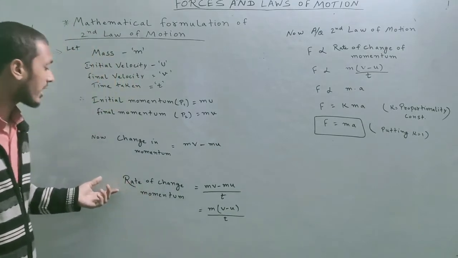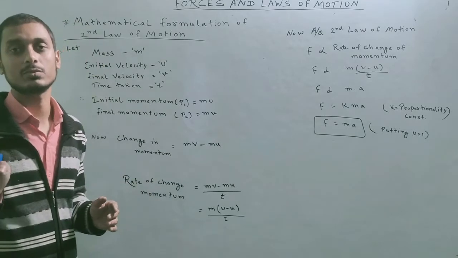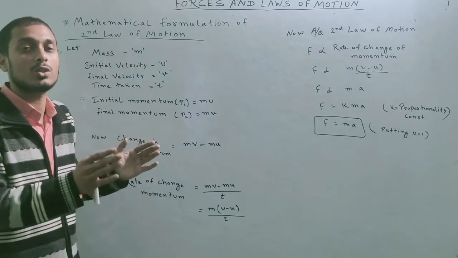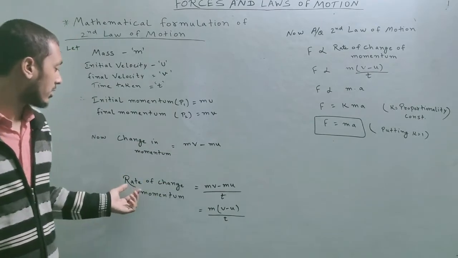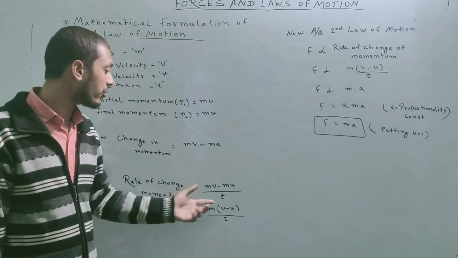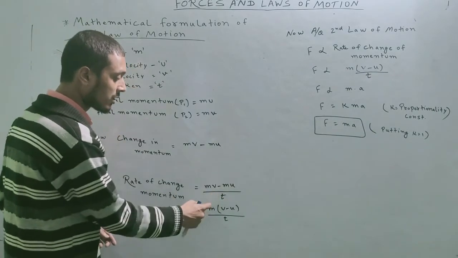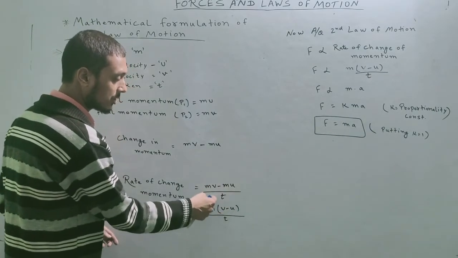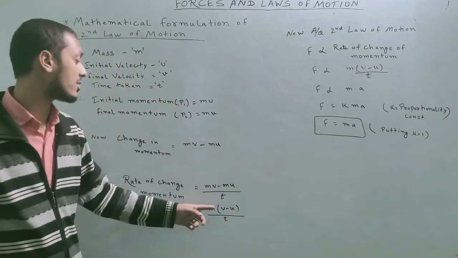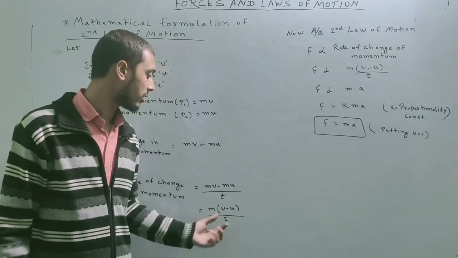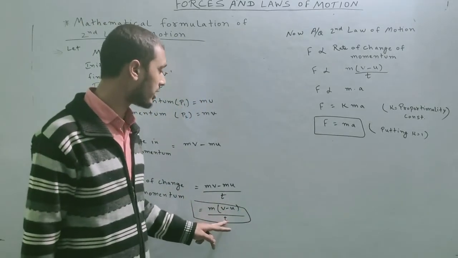mu. Then how to find the rate of change of momentum? To find the rate, we have to divide by time. Rate is in terms of time. Rate means per unit time how much it is changing. Then to calculate the rate of change of momentum, we have to divide the change of momentum by time. Then we have done this. We can rearrange and simplify it. m is common. I have taken m as common. Then what will be inside the bracket? v minus u. Then this has come. Remember this point. This is very important. m(v minus u) upon t.